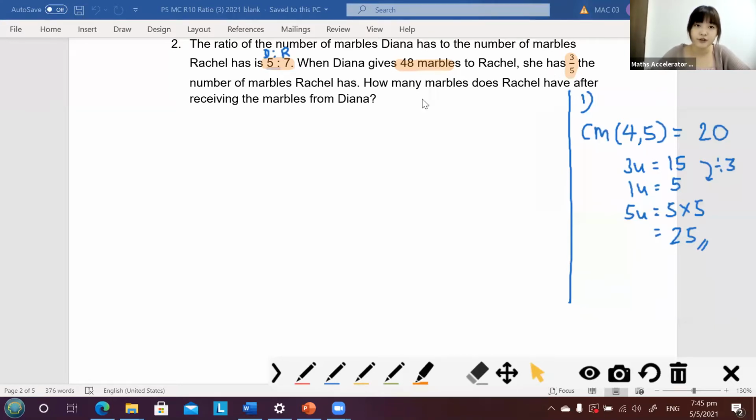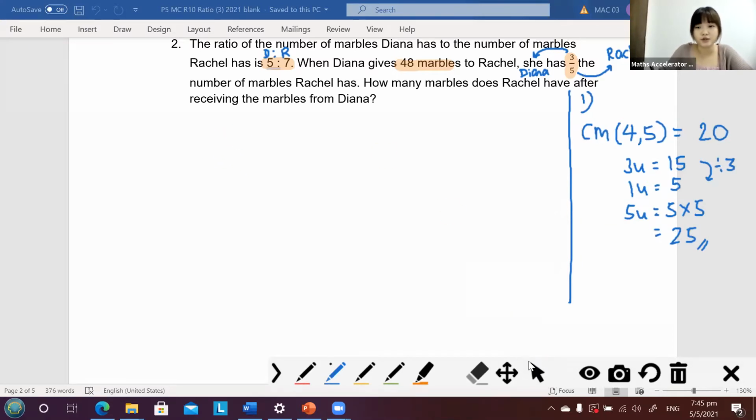So she has 3/5 the number of marbles Rachel has, which means after Diana gives 48 to Rachel, she would now have 3 units. This is Diana. So you can draw your arrows, right? And the 5 is going to belong to Rachel. Rachel is in the next line here. So 3 numerator to Diana and 5 denominator to Rachel. So that ratio would be 3 to 5.